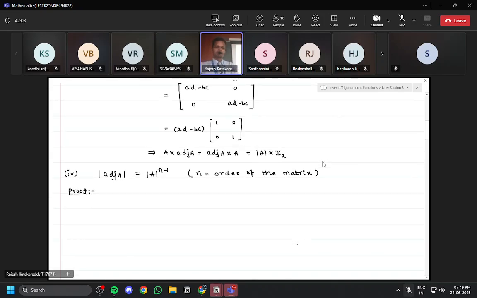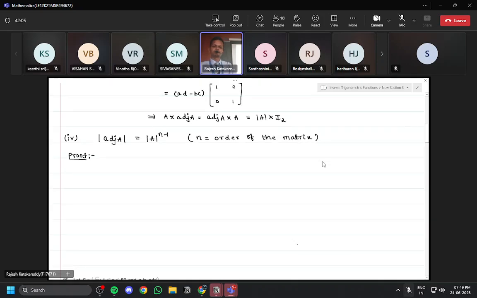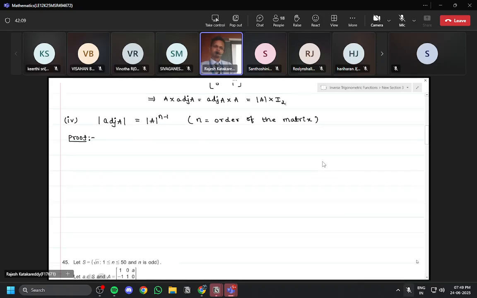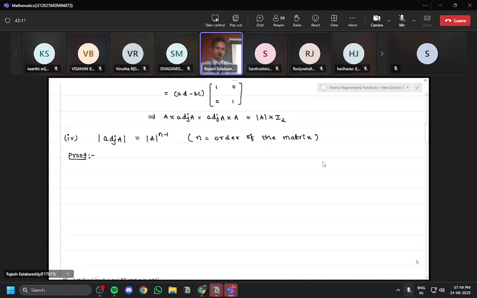So then this is the next property. The number might be different, whatever you want to write. In this, we said the determinant of the adjoint of a matrix A must be equal to determinant of A to the power n minus 1, where n is the order of the matrix. Clear? So how to prove this?